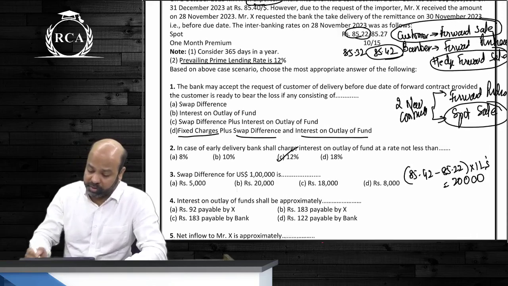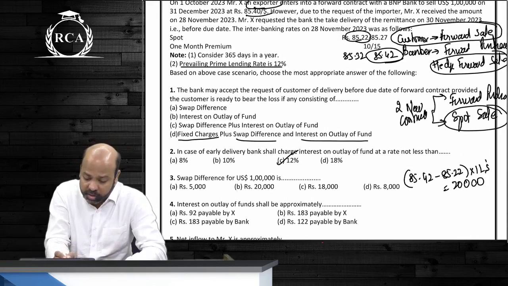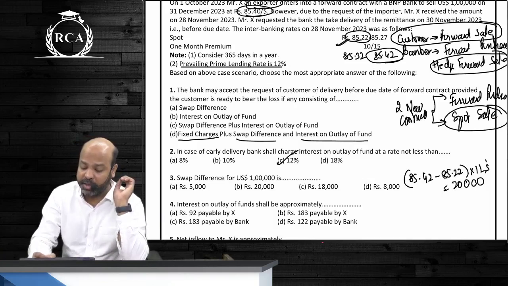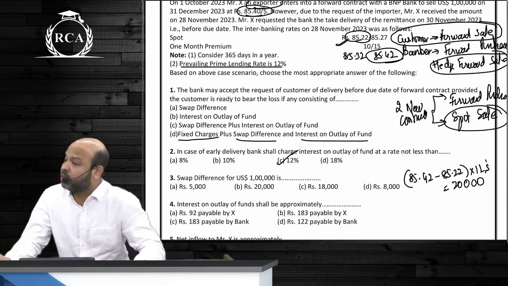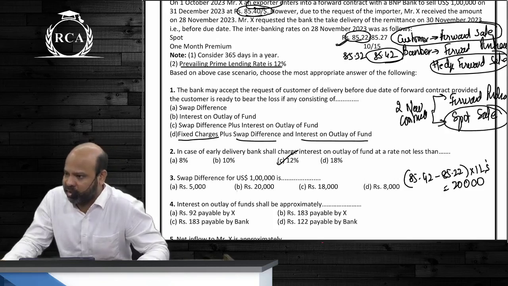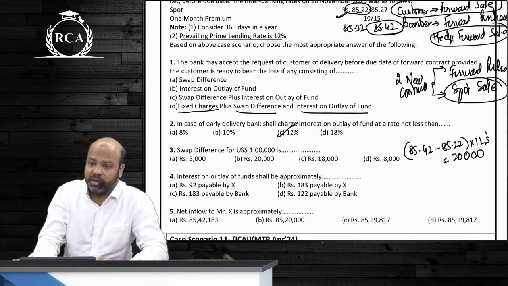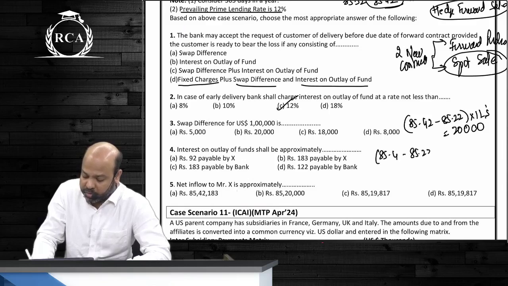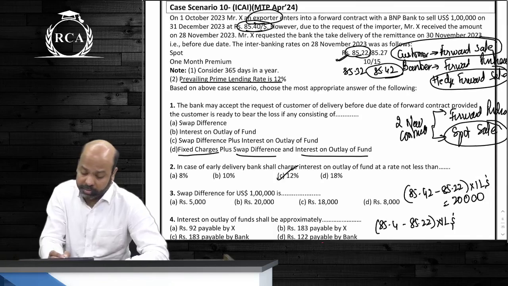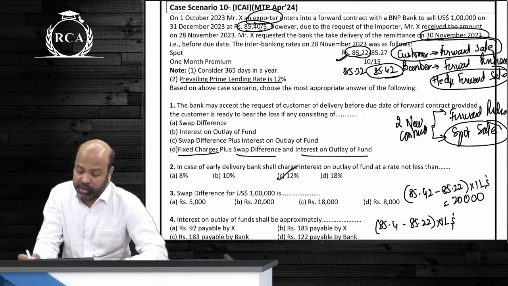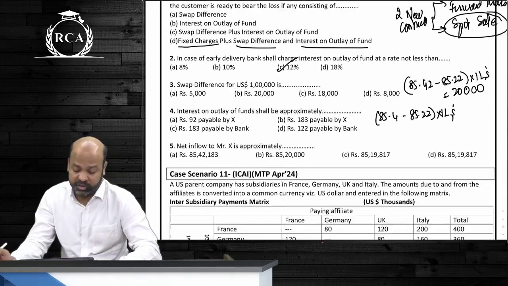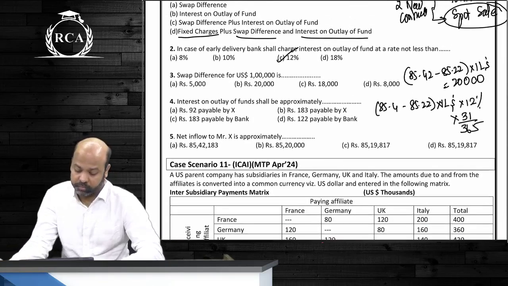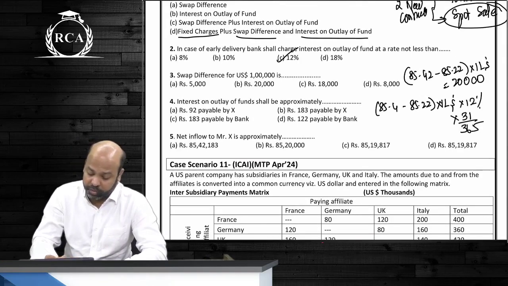What will be the interest on outlay of funds? At what rate did the customer originally enter? 85.4. So the banker is paying the customer 85.4, but the banker is selling in the spot market at 85.22. Because the banker in turn becomes a customer in the interbank market. Correct guys? So for interest it will be 85.4 minus 85.22 into $1 lakh. To take delivery on 30th November, and originally it is expiring on 31st December. So this multiplied by 12% into 31 by 365 days. That is 183.45. This is payable by the customer.